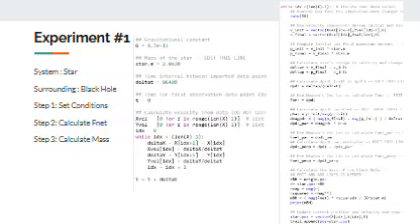Now, in the first experiment, we define our system as a star, with the black hole being the surrounding object providing the gravitational pull. We go on to set the initial conditions for this simulation, calculating the net force on the star, and using that information to estimate the black hole's mass. Since the orbit is controlled by both mass and distance, observing how the star moves lets us work backwards to determine those properties.